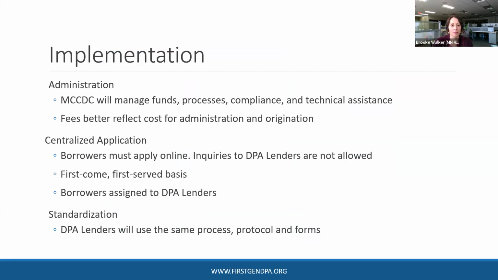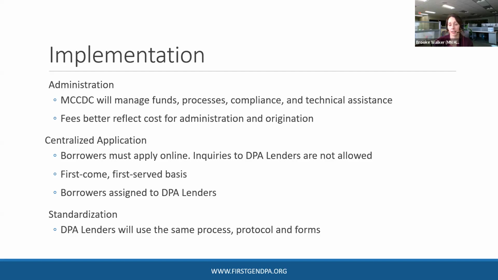So in terms of implementation, MMCDC is the administrator. The funds were appropriated to them. They're going to manage the funds, processes, compliance, and technical assistance. One of the things that we built into the legislation was a more reasonable fee to better reflect the cost for administration and origination. So there is a split for originators and MMCDC as the administrator.